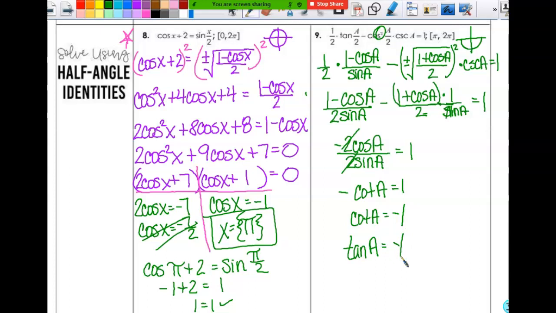When tangent is 1, the reference angle is pi fourths. In these two quadrants, tangent's negative in the fourth quadrant, so I only need my fourth quadrant pi fourths angle, which is 7 pi fourths. Okay. What questions do you have?